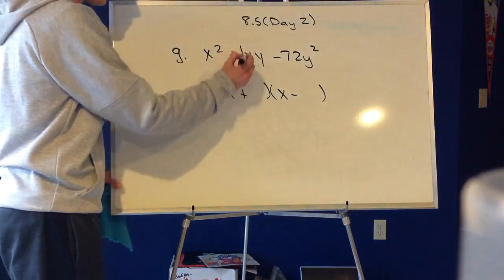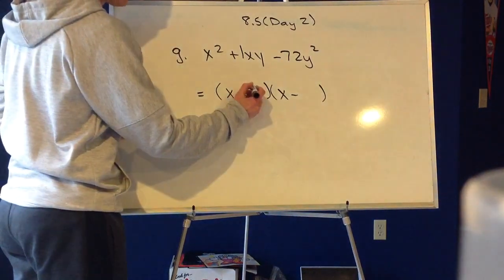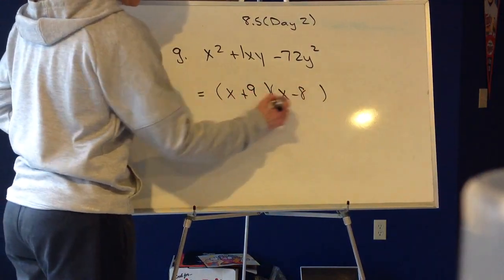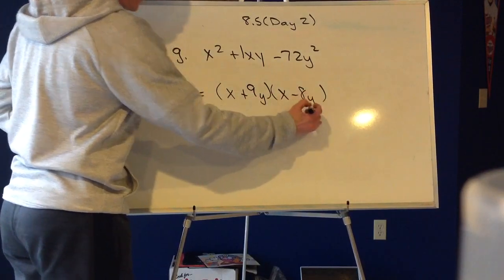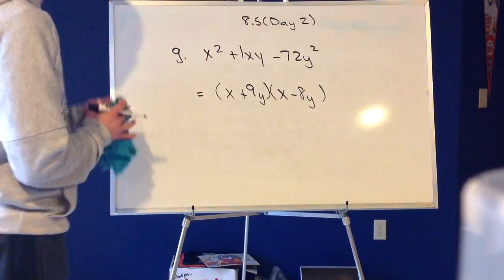Technically, there is a positive 1 here. So we are looking for factors of negative 72 that will give us a positive 1. It's going to end up being positive 9 and negative 8. And then all I have to remember is to attach the y to it. Otherwise the rest of it stays the same. It doesn't change what we're doing.